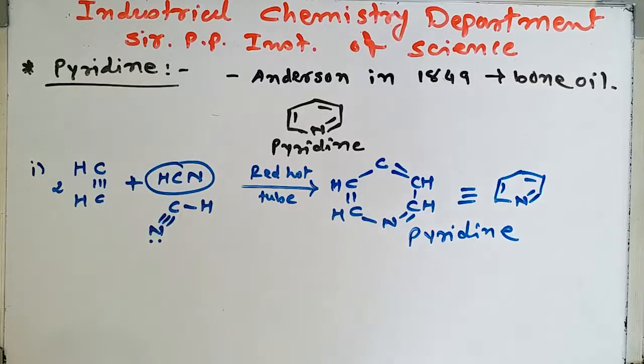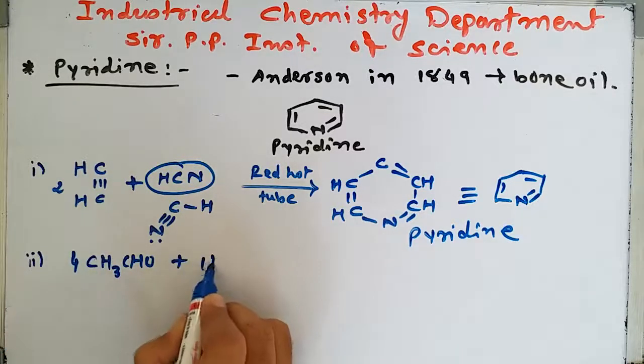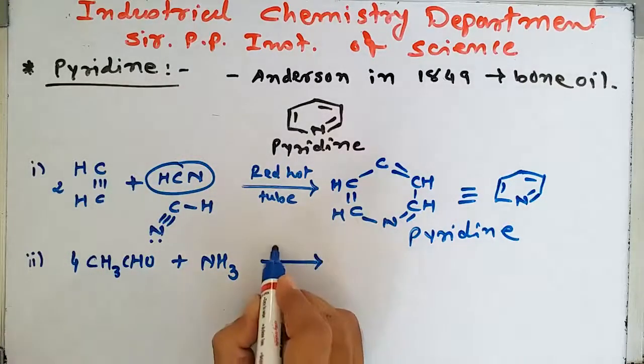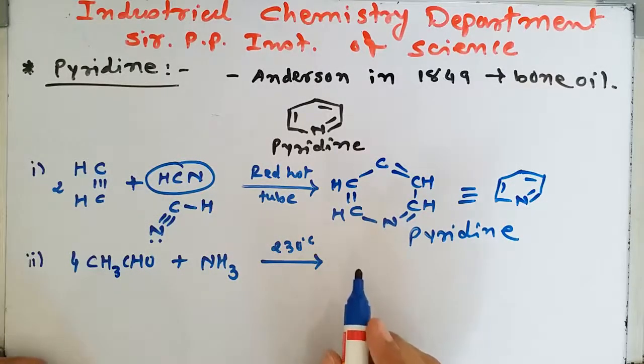The second method is from aldehydes or ketones and ammonia. Interaction between the aldehyde or ketone carbonyl group and ammonia. Aldehyde and ketone with ammonia under suitable conditions such as high temperature and pressure give pyridine. So ethanaldehyde, CH3CHO, 4 moles of ethanaldehyde and ammonia at 200 degrees Celsius, it converts into 2-methyl 5-ethyl pyridine.